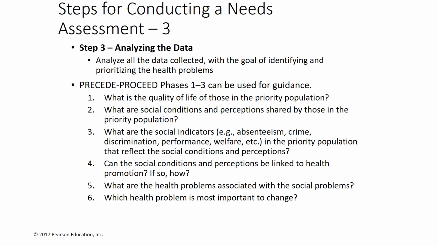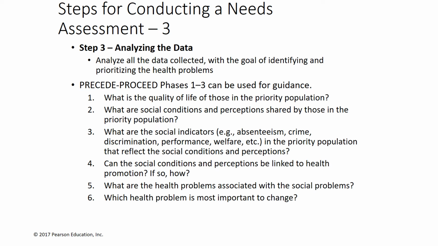So, the quality of life in the priority population. How are you going to answer that? You have to have some type of measure for quality of life. You have to collect that data, analyze that data, and the results help you to answer it. Social conditions and perceptions shared by those in the priority population. Again, how are you going to assess that? Social indicators. Here we're really getting to phase 1 stuff in PRECEDE-PROCEED, where we're seeing the issues from the perspective of the priority population, which may include some of these social indicators.